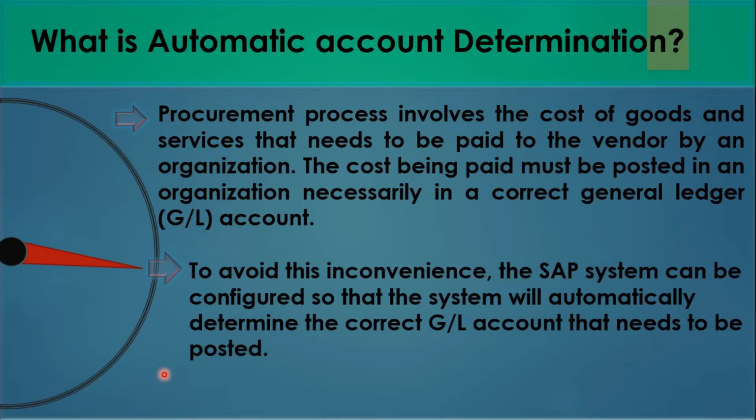So note that automatic determination happens when you perform any goods movement. It won't happen at the time of creating a purchase order or scheduling agreement. It happens when you do certain movements on goods. So in a nutshell, it is just triggering the appropriate account when a particular goods movement or service happens in the system.